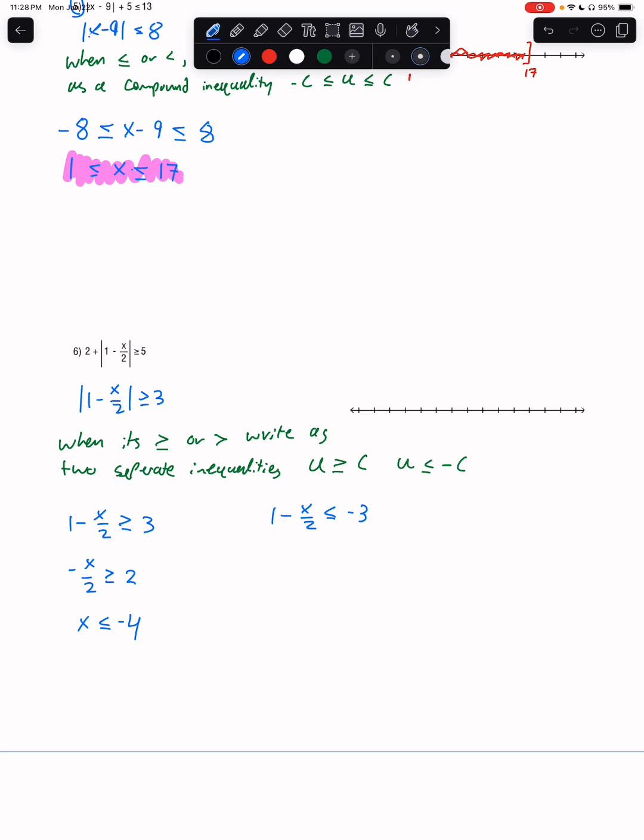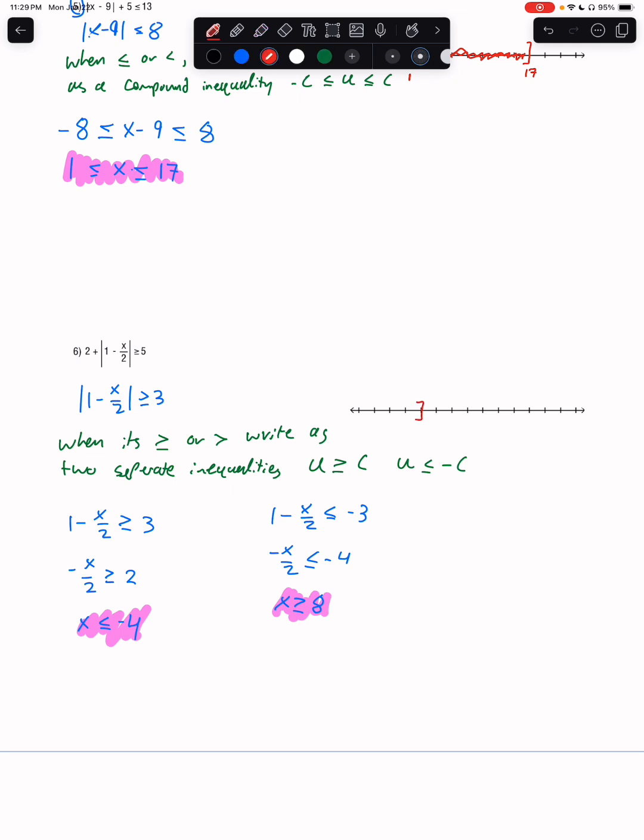Now looking at the equation on the right side, I'm going to subtract 1 from both sides. Then we're going to multiply by negative 2. I have to flip the sign since we're multiplying by a negative. It gives us positive 8. Those will be our two answers. x needs to be less than or equal to negative 4, but x also needs to be greater than or equal to 8.